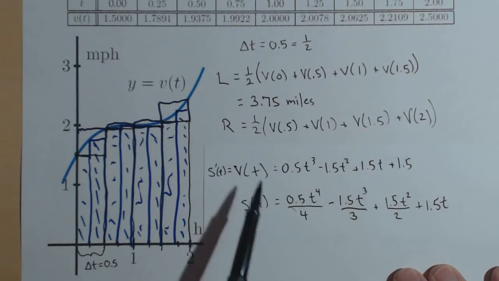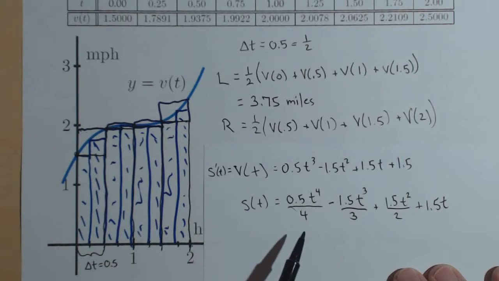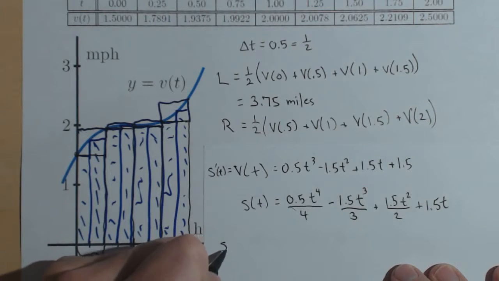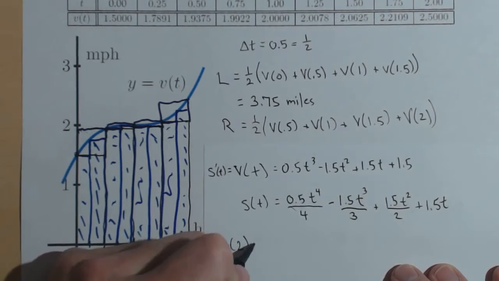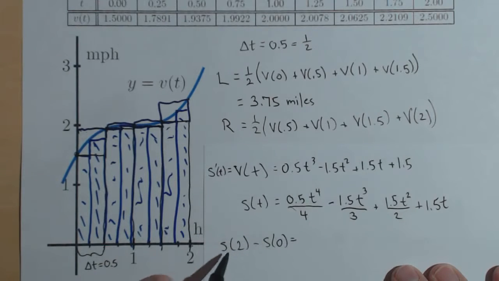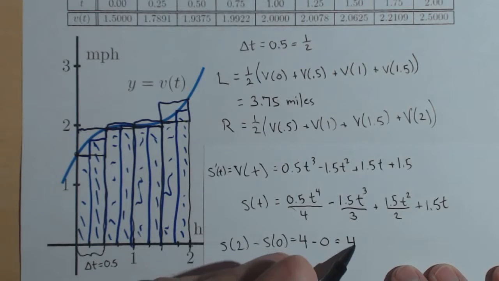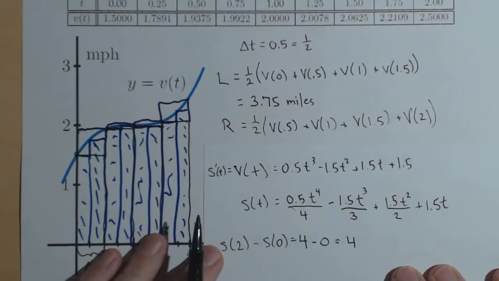So again, we can take the derivative of this to verify that its derivative is v of t. But this is our function for s of t. So now we're asked to actually calculate s of 2 minus s of 0. Which if you do this, s of 2 comes out to be 4, s of 0 comes out to be 0, which equals 4.